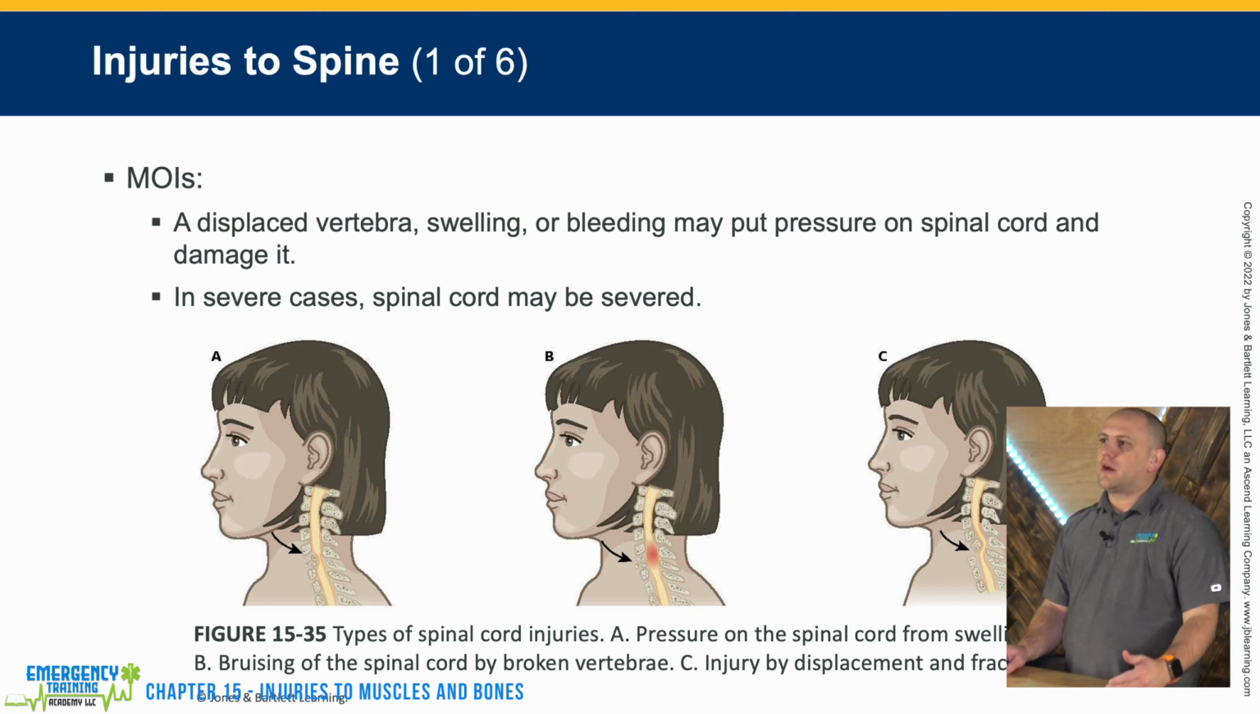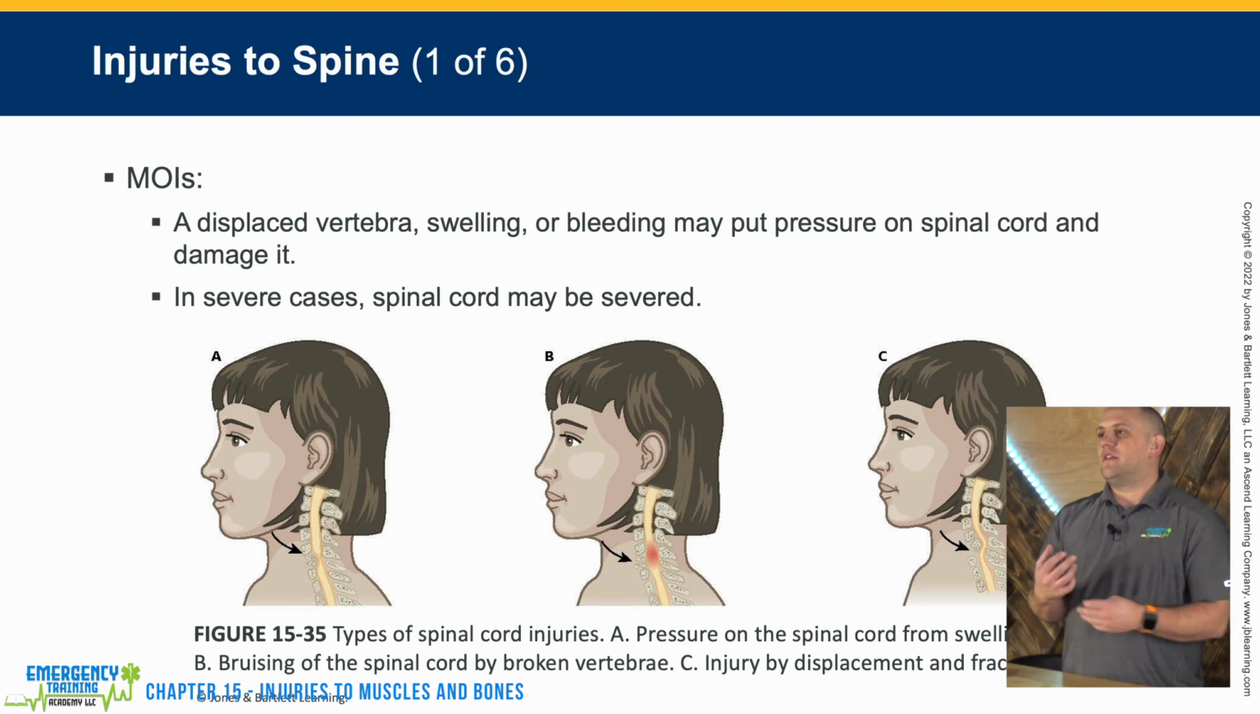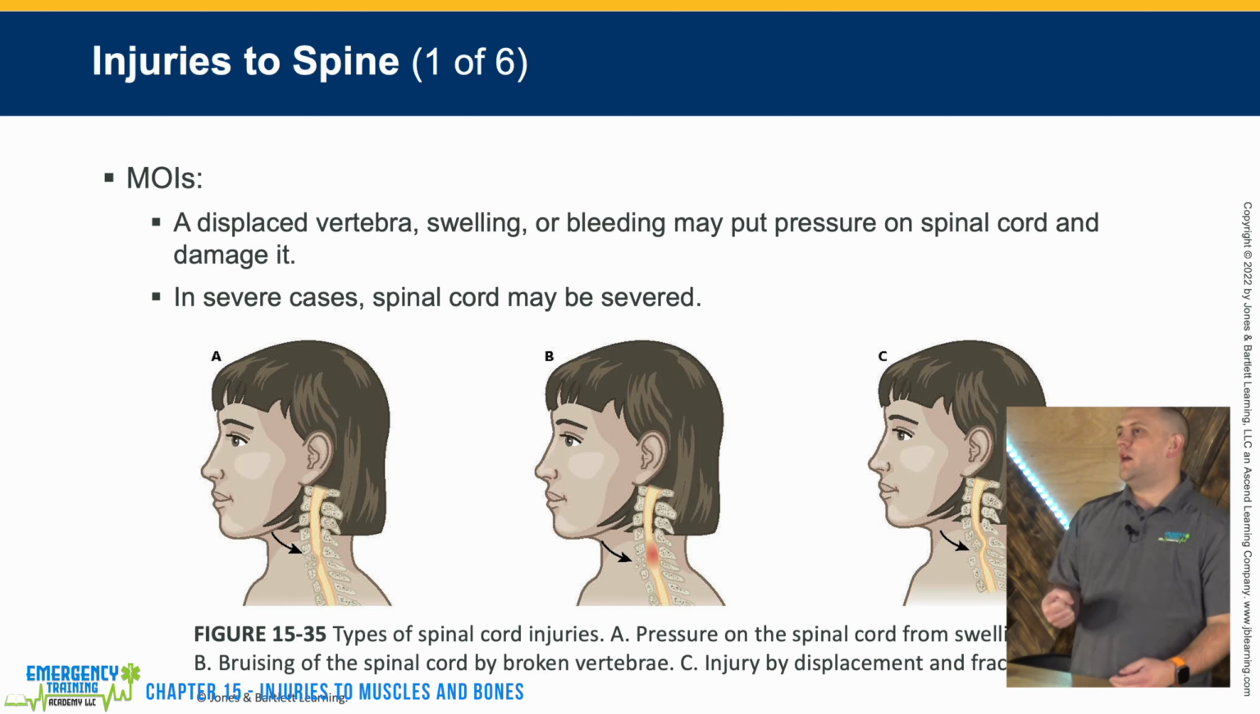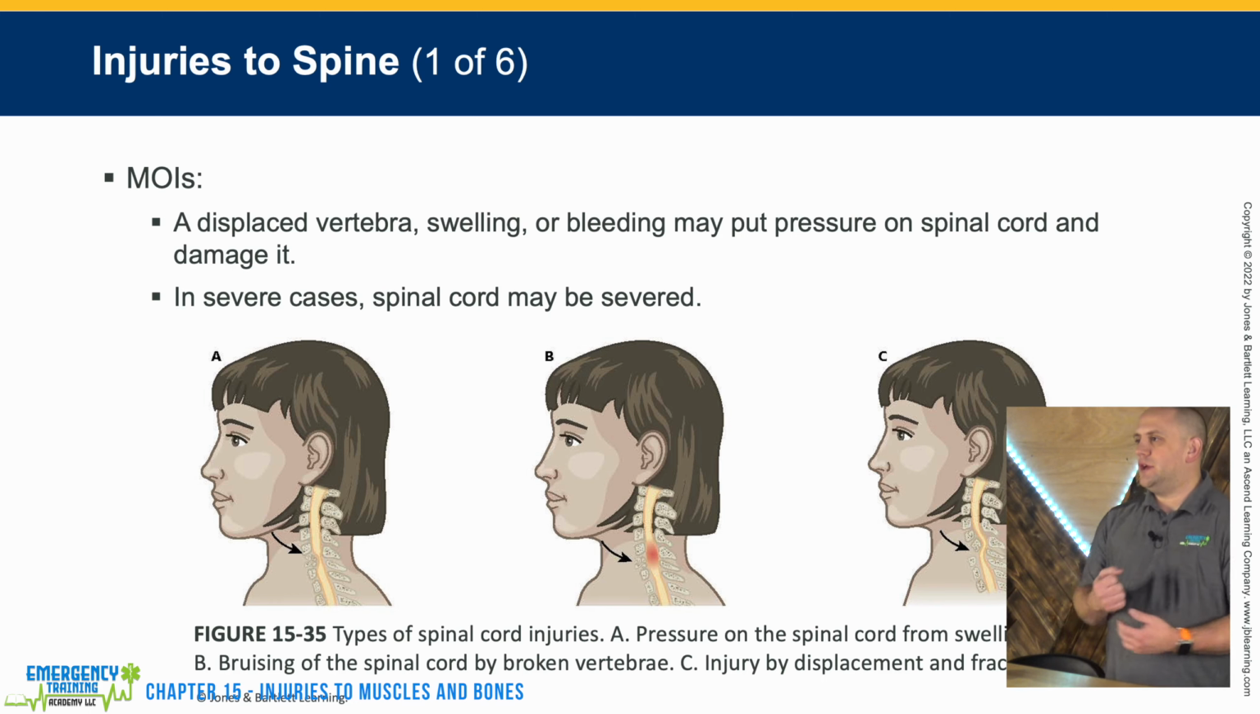Moving down from the head, we're going to talk about the spine and mechanism of injury for the spine. When we're looking at these injuries, it can be a displaced vertebrae, it could be swelling or bleeding that is causing the spinal cord damage. In severe cases, the spinal cord itself may be severed. If all or part of that spinal cord has become severed, then we lose the ability for nerve impulses to travel from the brain to the parts of the body below the point of injury.